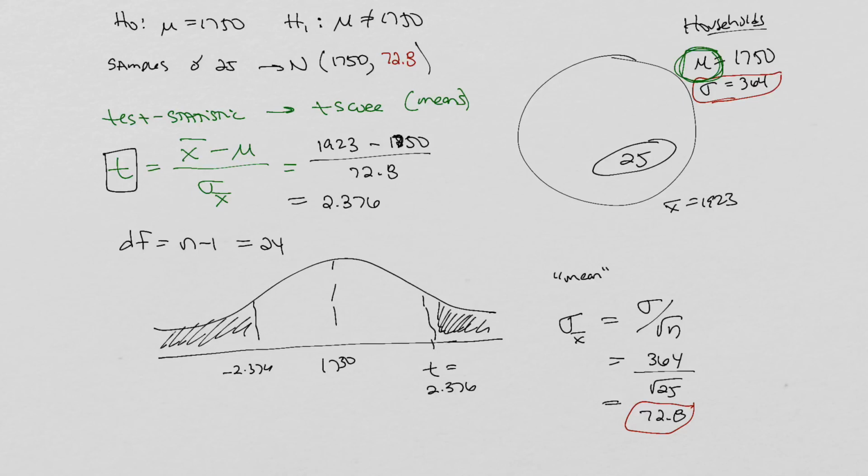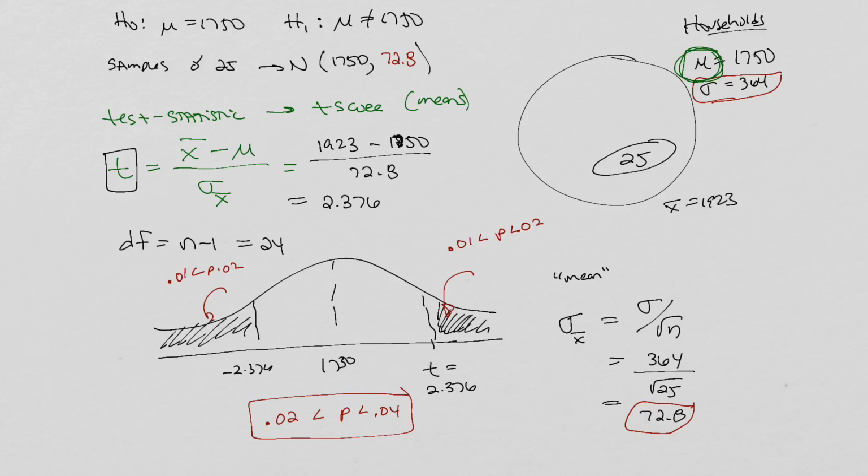For this part right here, I just found that the p-value is between 0.01 and 0.02, which means by symmetry, this is between 0.01 and 0.02. So if we add those two together, you get between 0.02 and 0.04. So there's my p-value for this particular test.